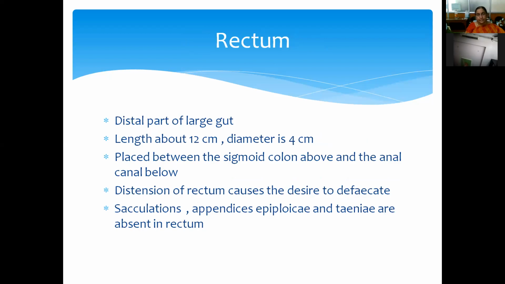Next part is the rectum. It is the distal part of the large gut. The length is about 12 centimeters, diameter is 4 centimeters. It is placed between the sigmoid colon above and the anal canal below. The distension of the rectum causes desire to defecate. This is very important. So distension of the rectum causes desire to defecate. And I have already told you the sacculations, appendices epiploicae and taenia, they are absent in the rectum.